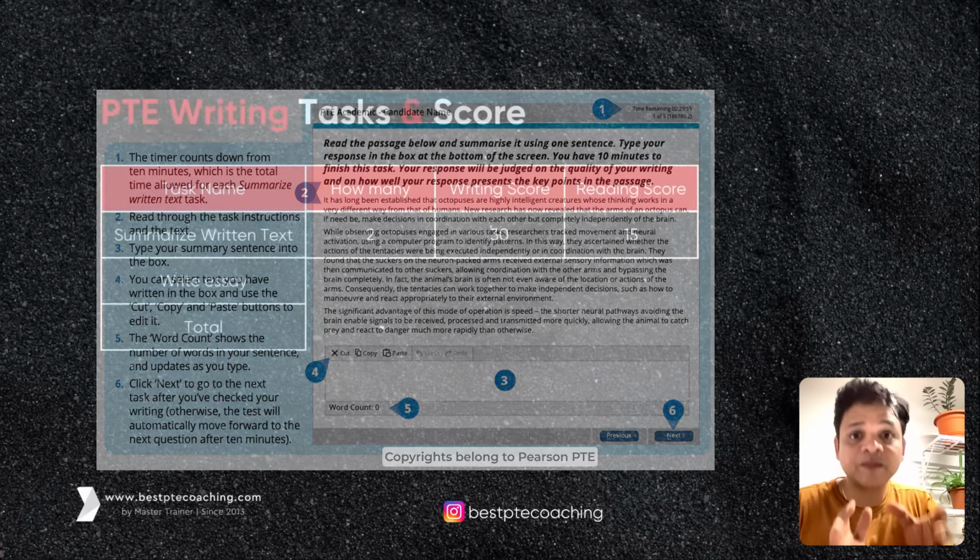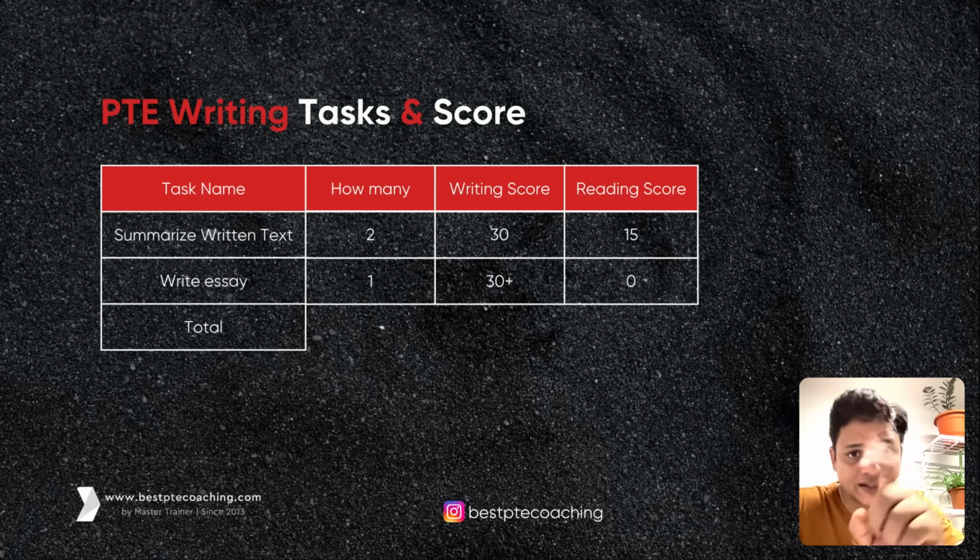The next up is write essay. There will be one question coming from write essay. There is no second question, only one essay you get. You get 20 minutes to answer that one question. And when you answer that question perfectly, in an excellent manner, you get 30 plus marks in writing. So the essay does not add value to other modules. It is only a writing module thing.